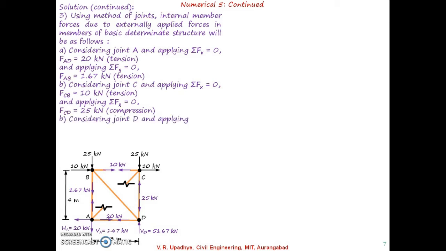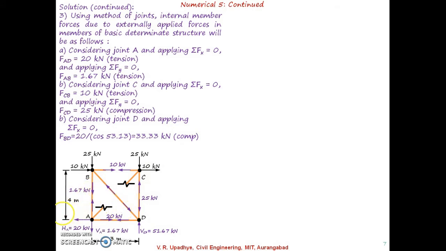Now, knowing these four member forces, the unknown is the member force in member BD. So, considering joint D, and if we apply summation Fx equal to 0, the angle is calculated with AB as 4 meter, which is given, and distance AD as 3 meter. So what will be the angle BDA? That is 53.13 degree. So what must be the FBD member force?